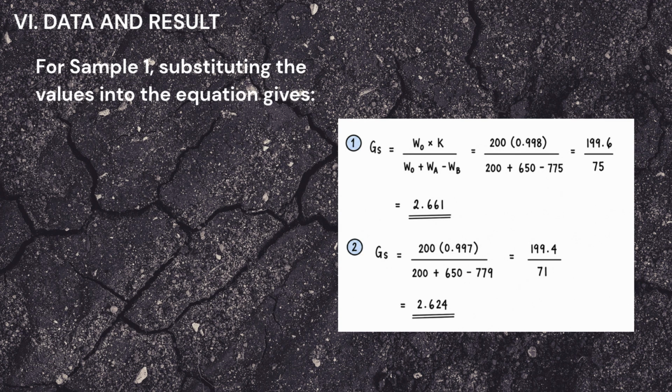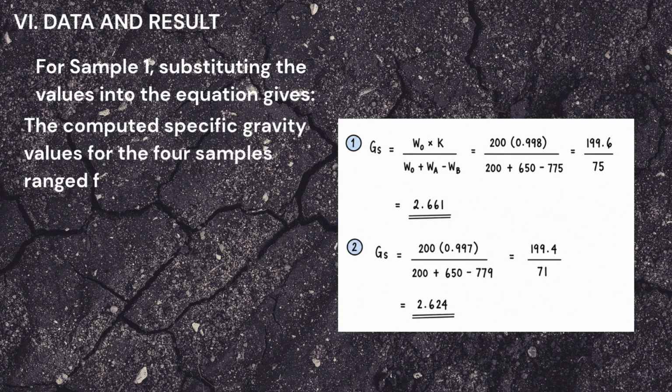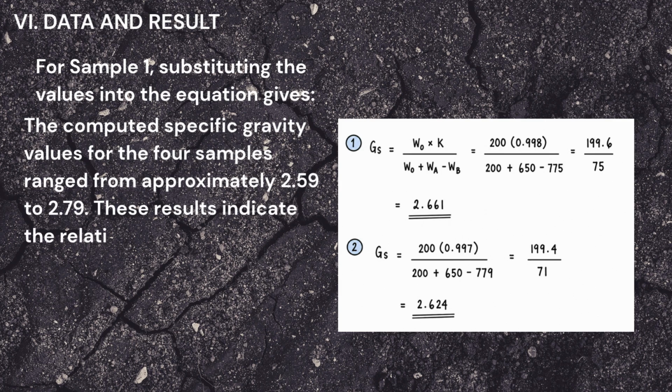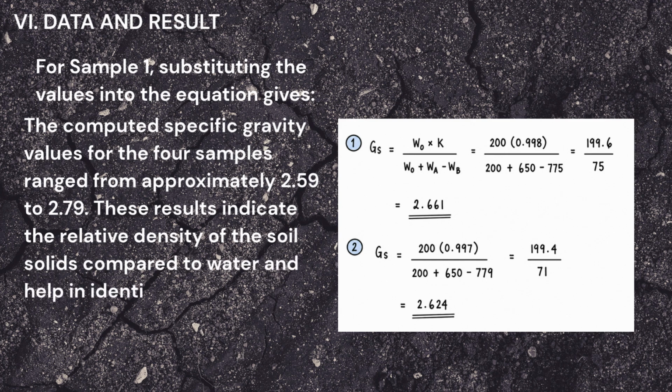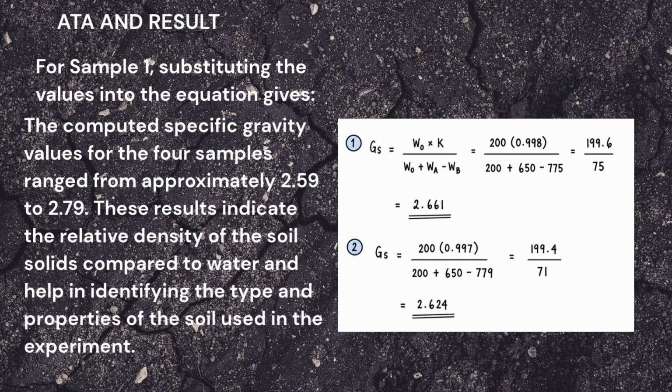For sample 1, substituting the values into the equation gives Gs equals 206.50775, 200, 0.998, equals 0.661. The computed specific gravity values for the 4 samples ranged from approximately 0.59 to 0.79. These results indicate the relative density of the soil solids compared to water and help in identifying the type and properties of the soil used in the experiment.